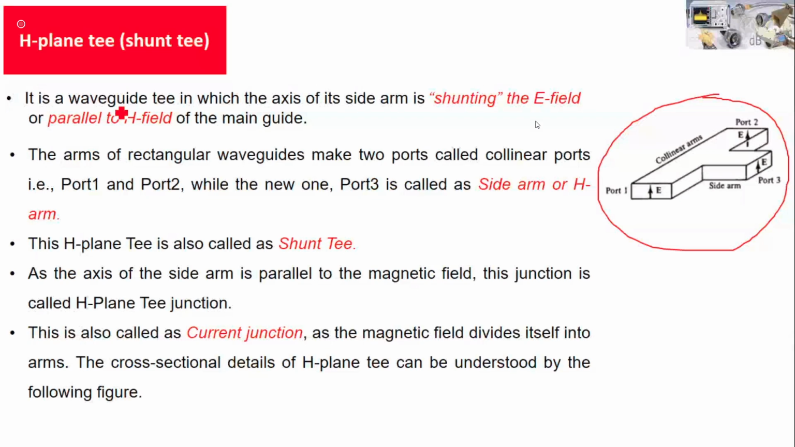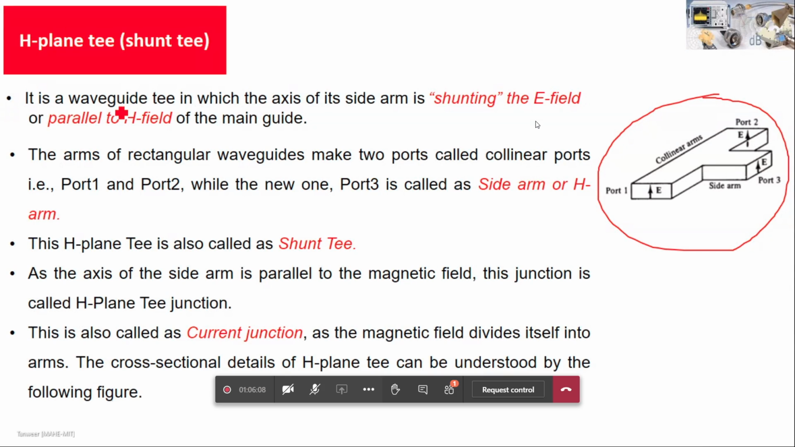So basically your H-plane T is a waveguide T in which the E field of the side arm is parallel to the H field of the main guide. The arms of the rectangular waveguide make 2 ports called collinear ports, same as before. Port 1 and port 2 are referred to as collinear ports. Only the flow of the field is different. Rest everything is the same. Only in the case of the E-plane T, it was perpendicular. Now it is in a different manner.